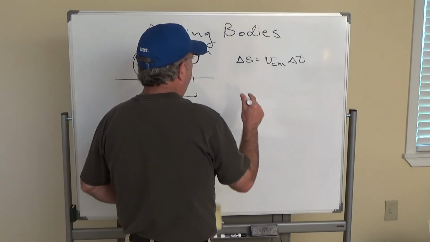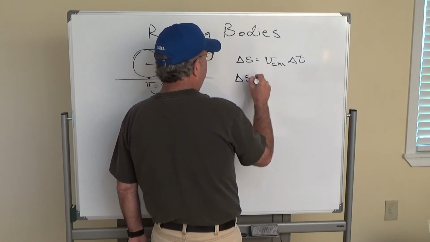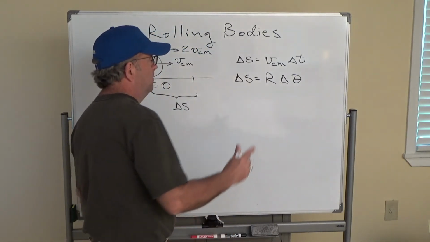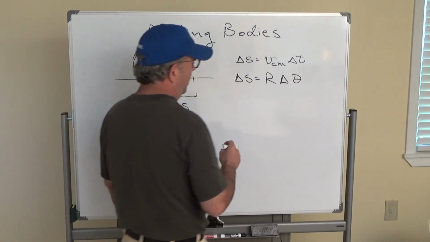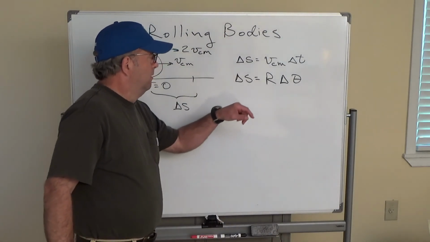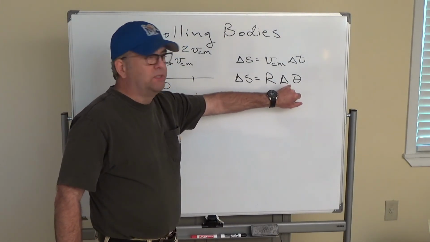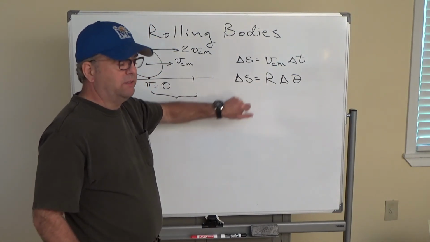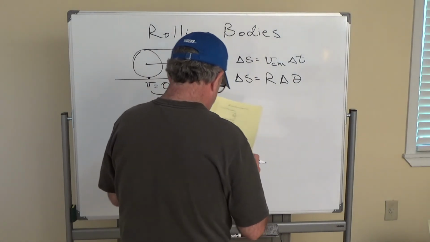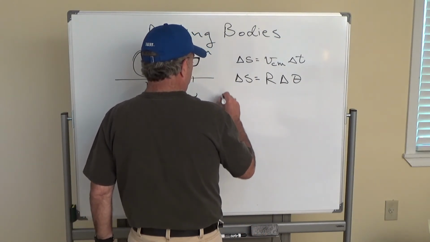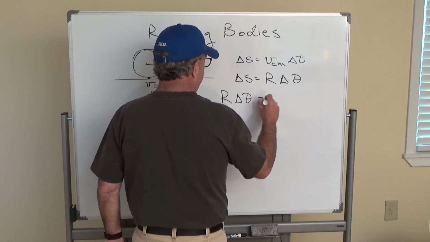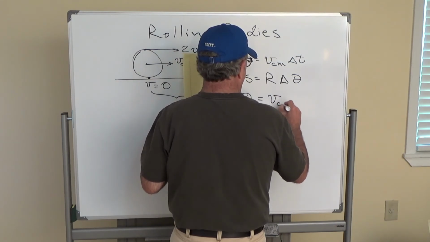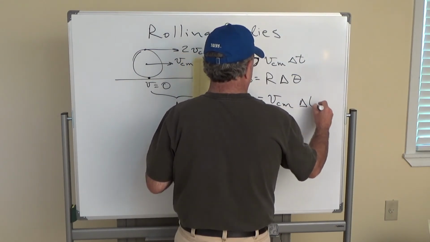All right. But we know that delta S is equal to R delta theta. We talked about that the other day. If you have this radius times some angular displacement, then the arc length is delta S. All right? So we can equate these two. R delta theta is equal to what? V center of mass delta T. Okay.